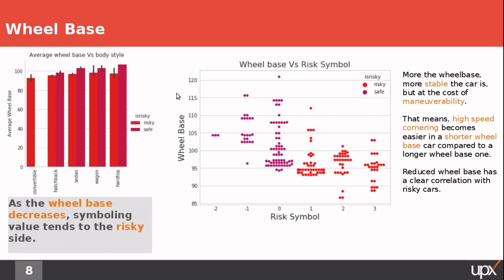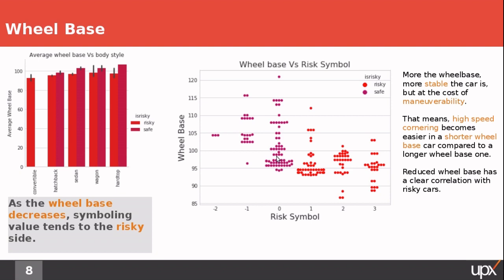A short wheelbase vehicle can tackle curves and tight corners at higher speed, while a long wheelbase vehicle cannot. So if you see the trend here, all the risky vehicles, the red bars, have got a shorter wheelbase compared to their safer counterparts. It's consistent across all body styles.